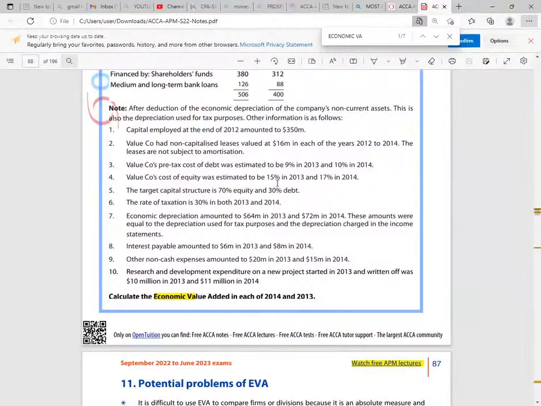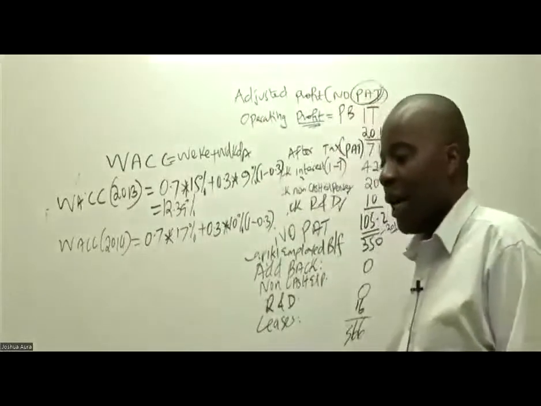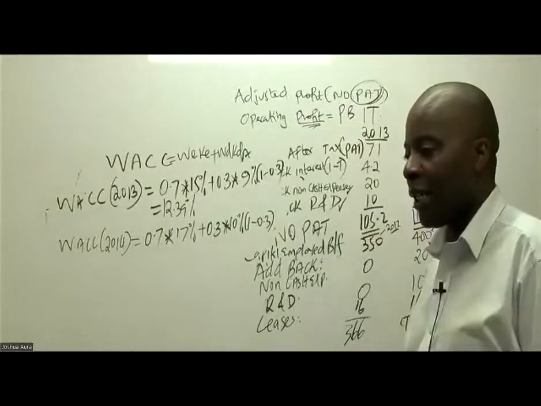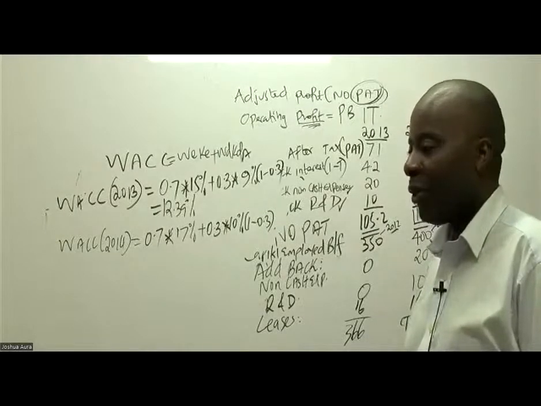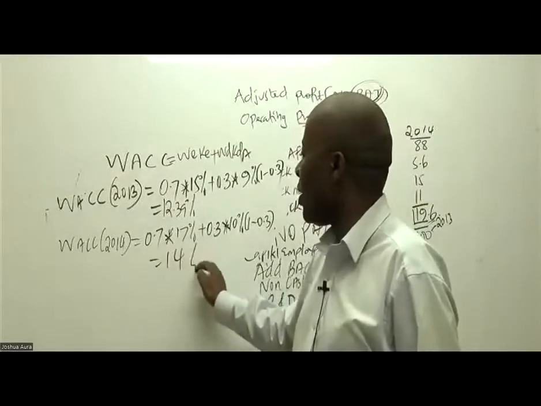But now remember that this 10% has to be tax adjusted. So then what is the WACC for the year 2014? They are telling me it is 14%.